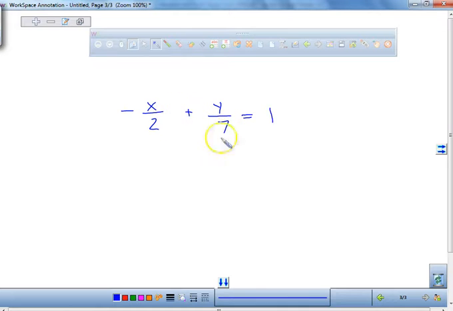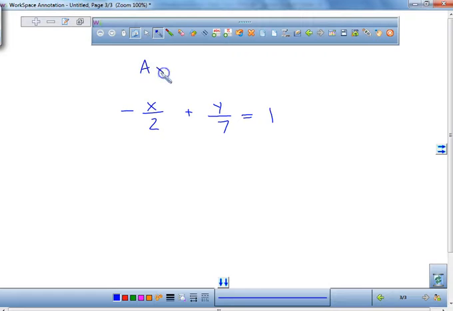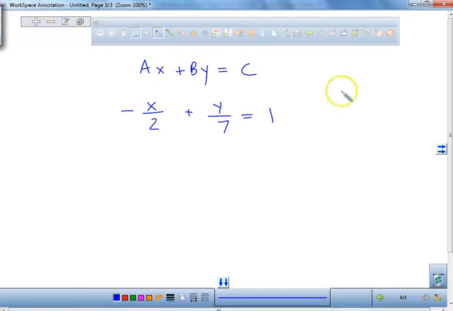Okay? That's not standard form, is it? Okay? We got to get it to ax plus by equals c. So we have negative x over 2 plus y over 7 equals 1. All right, so right now we have a, b, and c. What do a, b, and c all need to be? They all need to be integers. What's the only integer that you see up there? A 1, that's it. So the c value is an integer, but a and b are not integers, all right?